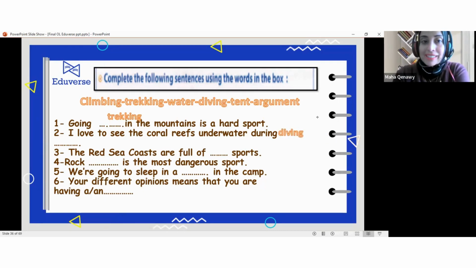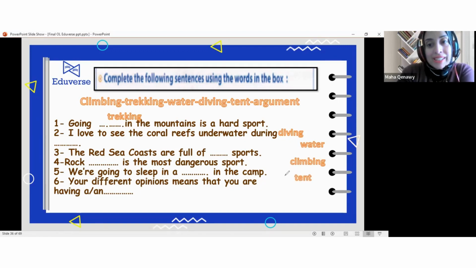I love to see the coral reefs underwater during diving, that's right. The most famous places for diving are Hurghada, Sharm el-Sheikh, and a lot of places in Egypt, Sinai generally. Number 3, the Red Sea coasts are full of water sports. That's right. Rock climbing, yes, is the most dangerous sport. We are going to sleep in a tent.